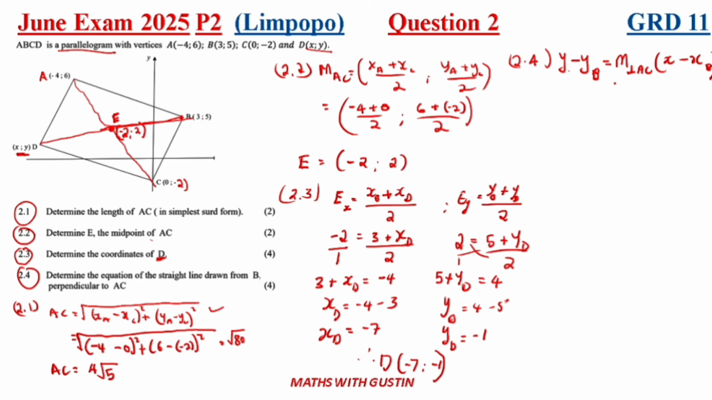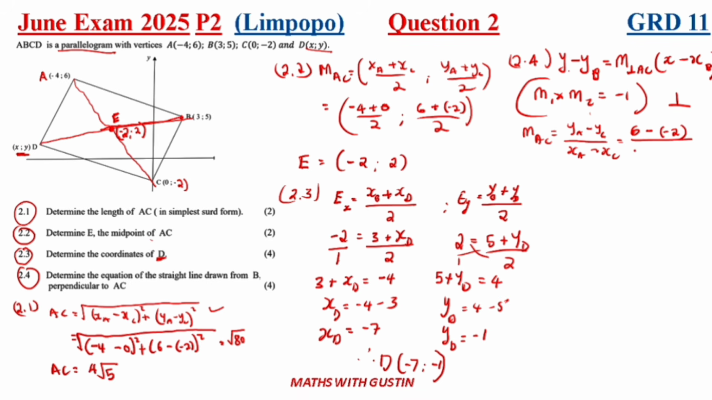So now let's look for the gradient of AC, then look for the one that is perpendicular to that. You would know the relationship between two gradients that are perpendicular to each other is that the product of those two gradients needs to give us negative 1. So let's start by finding the gradient of AC. Let's just apply the formula here, guys. I think we've done this in question 1, so it should be easy for you guys to follow as well. So y at A is, no it's not, it's 6 minus negative 2, all over negative 4 minus 0. On top we're going to have 8 all over negative 4, which gives us a gradient of negative 2. This is the gradient of AC.